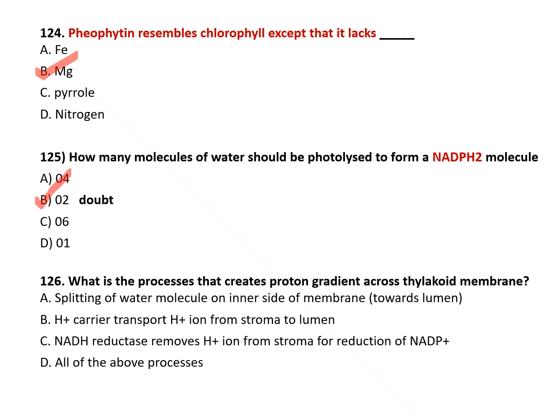The next question, number 126. What is the process that creates a proton gradient across the thylakoid membrane? Option A, splitting of water molecule on the inner side of the membrane towards the lumen. Option B, hydrogen carrier transports H plus ions from stroma to lumen. Option C, NADP reductase removes hydrogen ions from stroma for reduction of NADP plus. Option D, all of the above processes. The correct answer is option D, all of the processes.